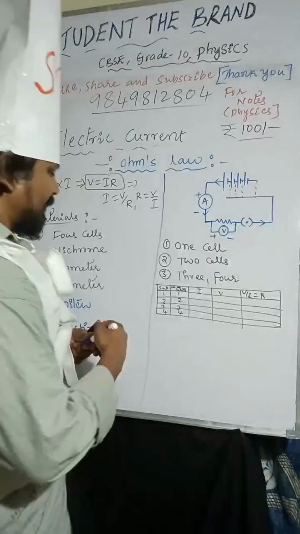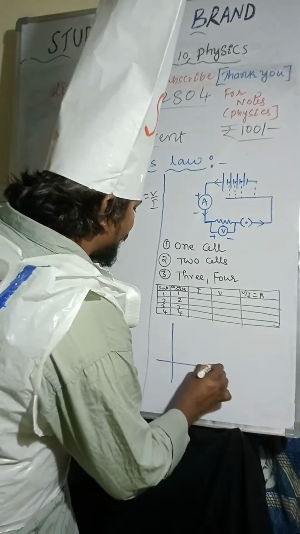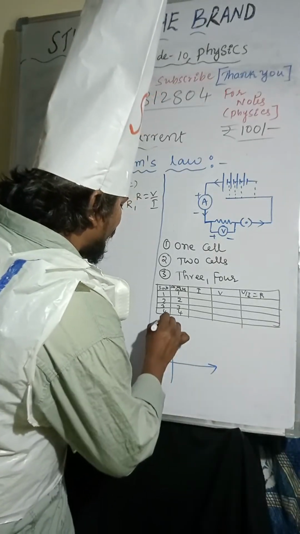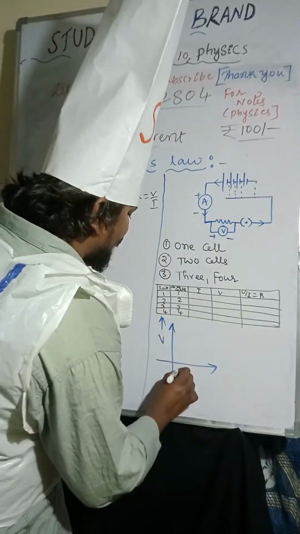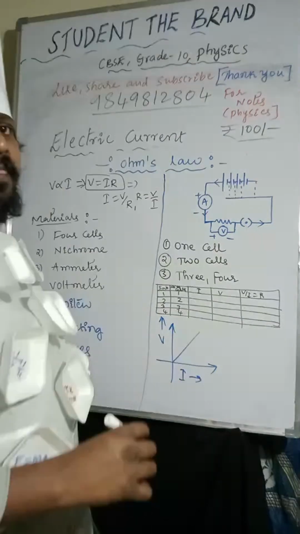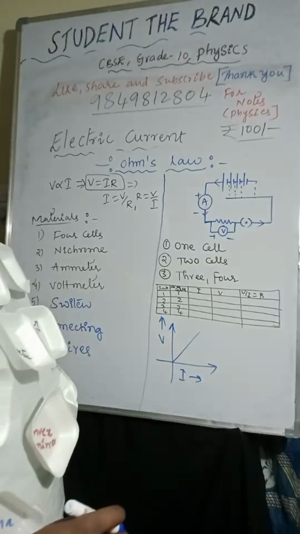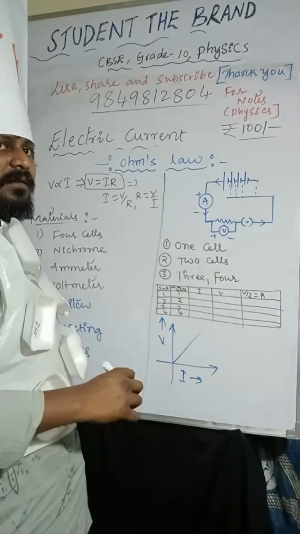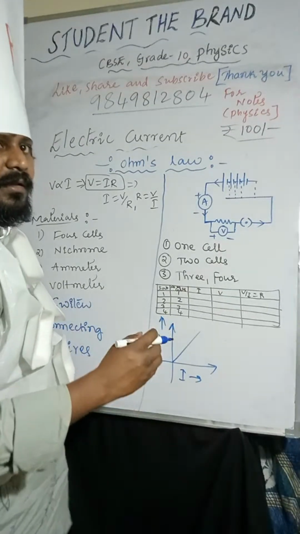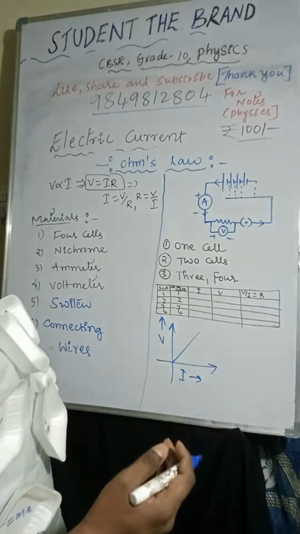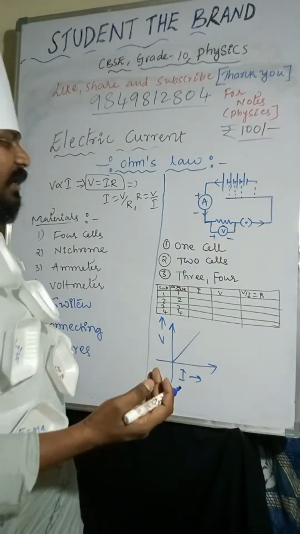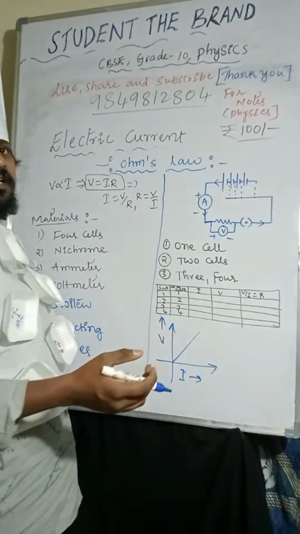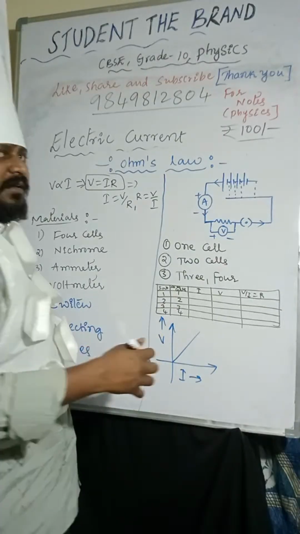So I am taking like this. This is a graph. The V-I graph is a straight line, V on y-axis, I on x-axis. If the graph is a straight line, it obeys Ohm's law. The conductors which obey Ohm's law are called ohmic conductors.